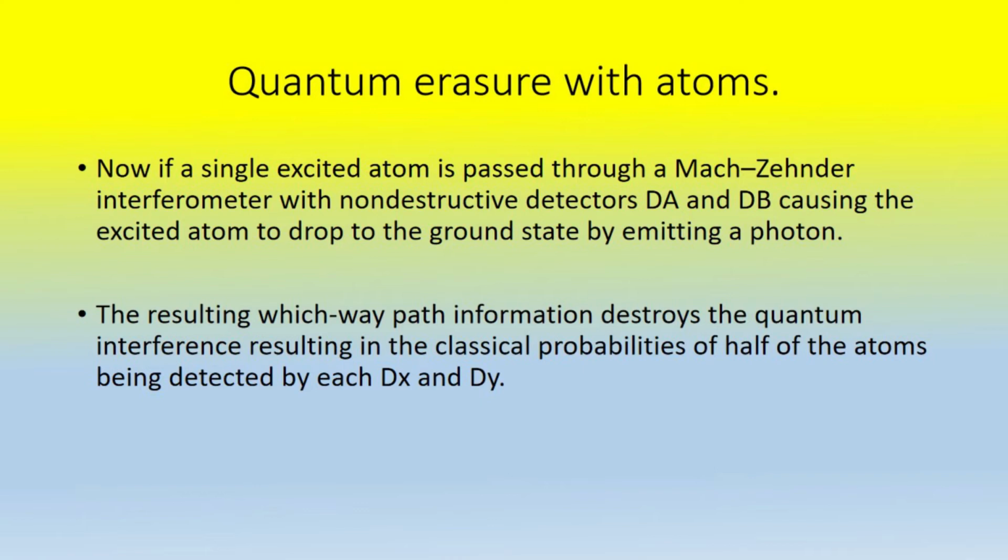Now, if a single excited atom is passed through the Mach-Zehnder interferometer with non-destructive detectors DA and DB, causing the excited atom to drop to the ground state by emitting a photon, the resulting which-way path information destroys the quantum interference, resulting in the classical probabilities of half of the atoms being detected by each of DX and DY.